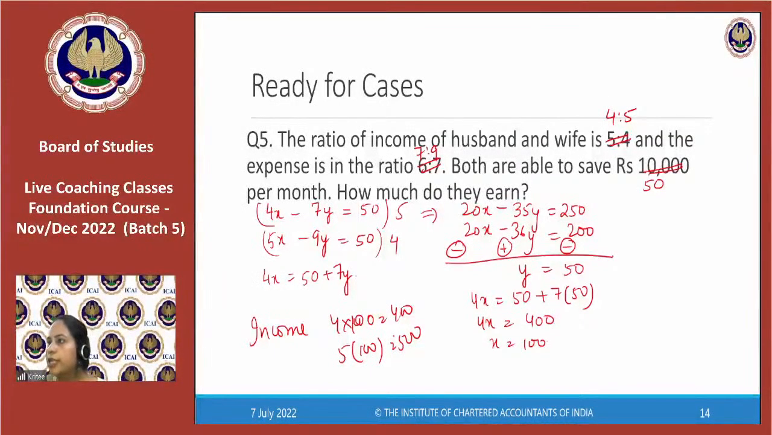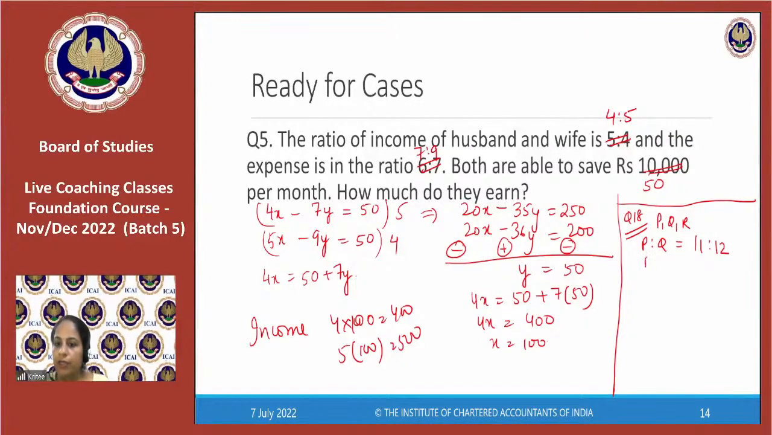Question number 18 says P, Q, and R are the three cities. The ratio of the average temperature between P and Q is 11:12. The ratio of the temperature between P and R is 9:8. You have to get the ratio between Q and R.